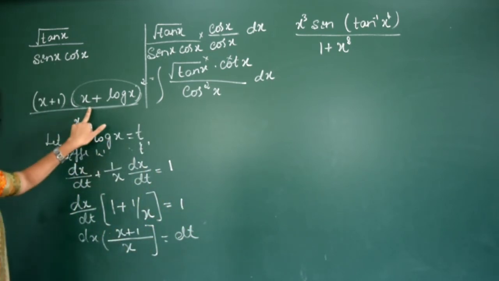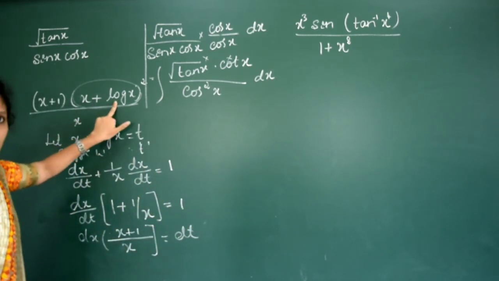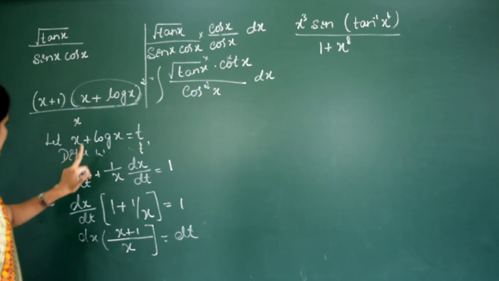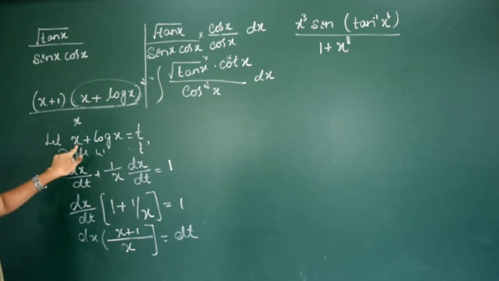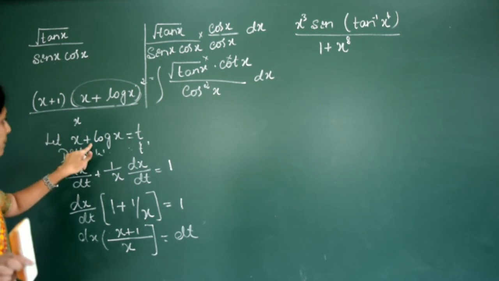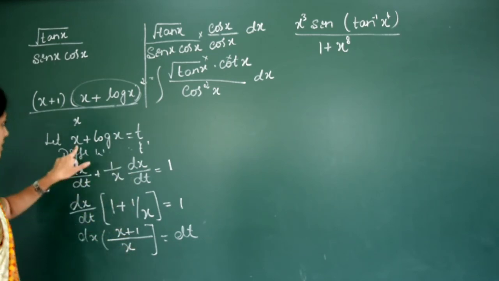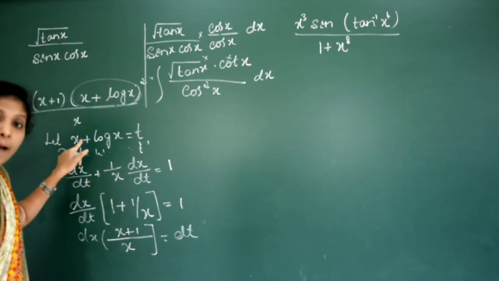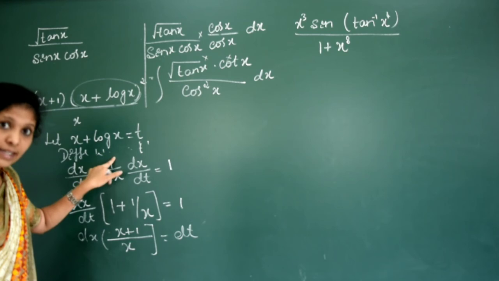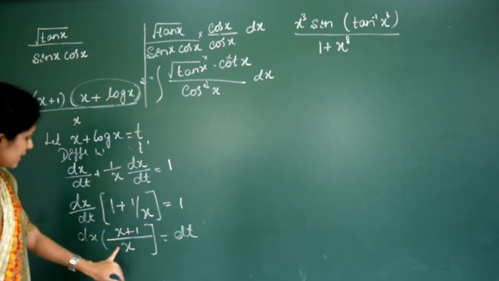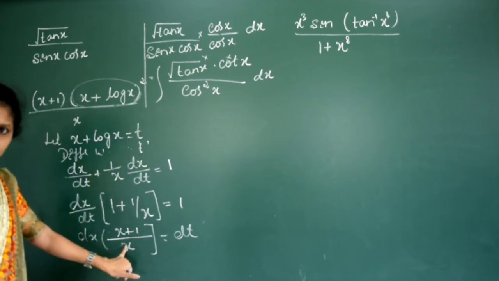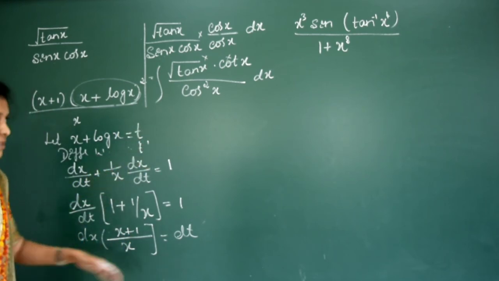See, I had given the substitution x plus log x is equal to t. Differentiate, or directly you can write the derivative of x plus log x as 1 plus 1 by x. Direct also possible; this step is not necessary actually. You can write 1 plus 1 by x into dx is equal to dt. Take the LCM: x plus 1 divided by x into dx is equal to dt.